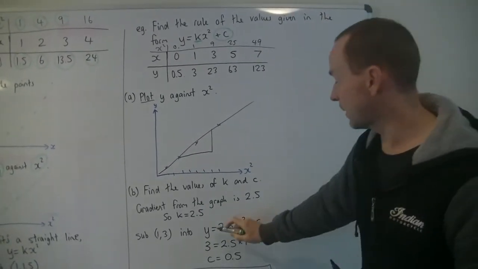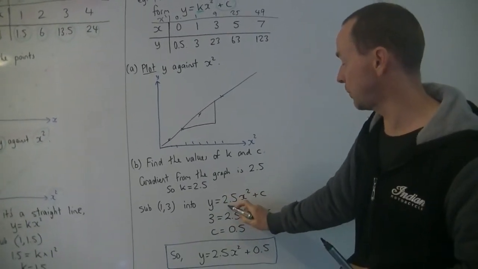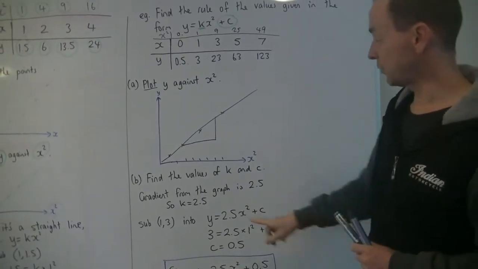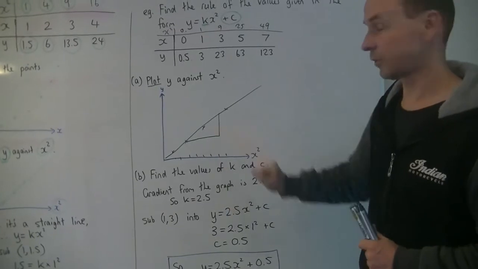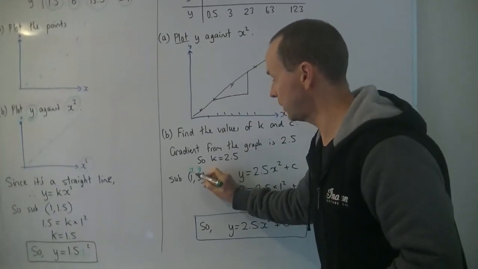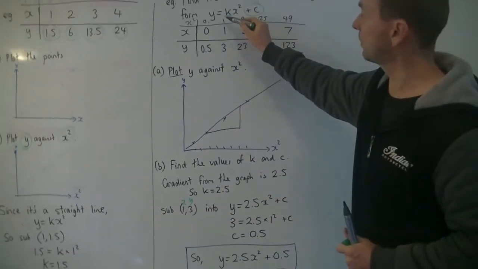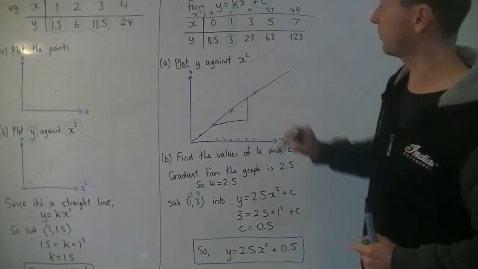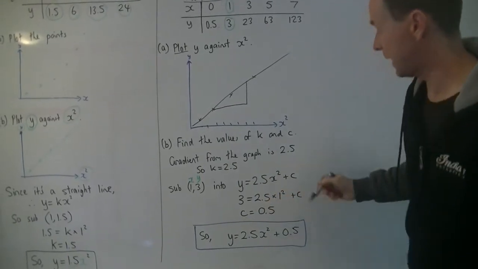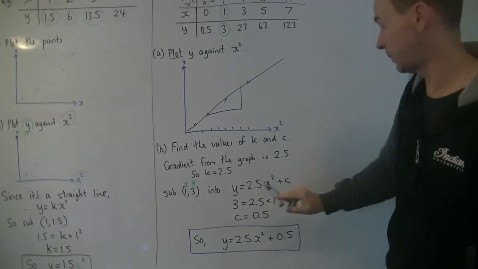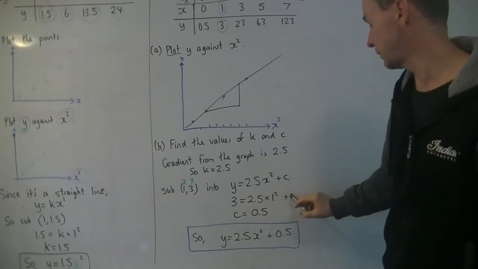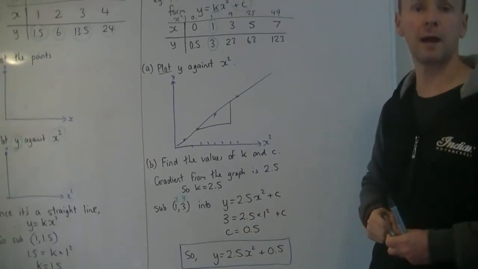So now I can rewrite my equation, y equals 2.5 x squared plus c, because we know that 2.5 is the gradient from the graph. Now I'm going to substitute in an x value and a y value, so 1, 3. I picked it from here, x is 1 and y is 3. So I just substitute 1, 3 into this equation. And what are we going to find? We're going to find the c value. So 3 equals 2.5 times 1 squared. Work backwards and you get c is 0.5 or a half.